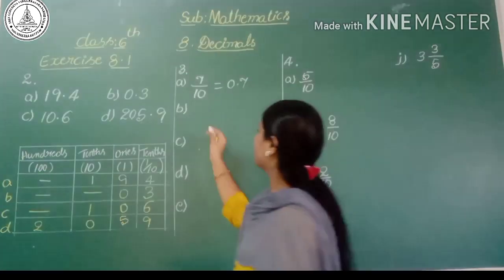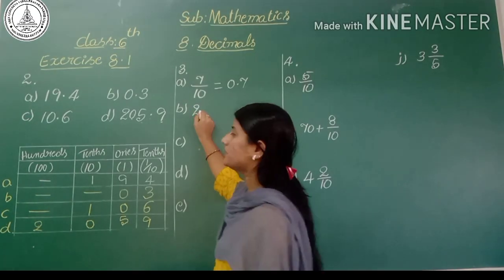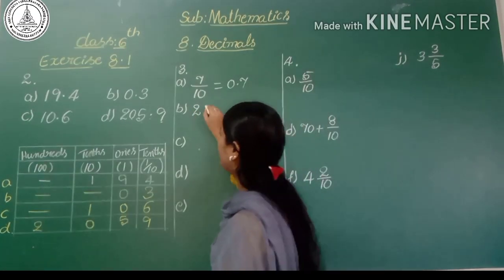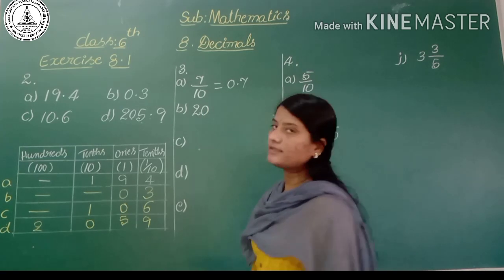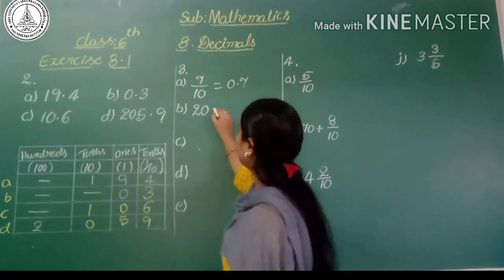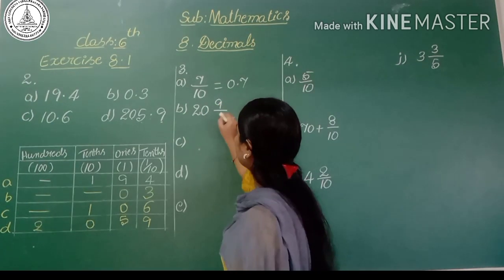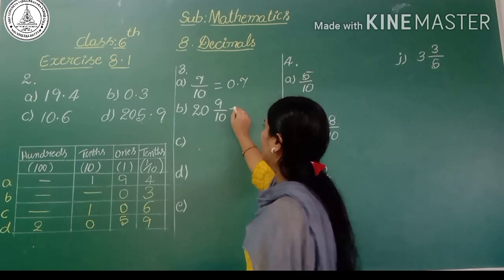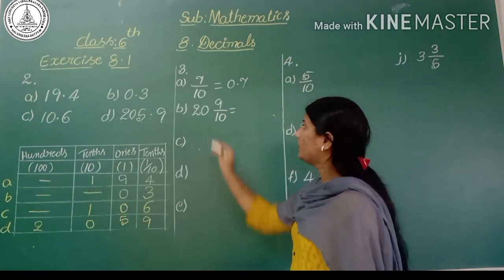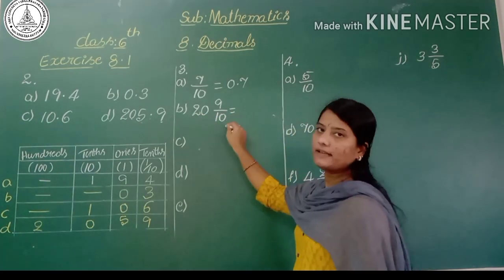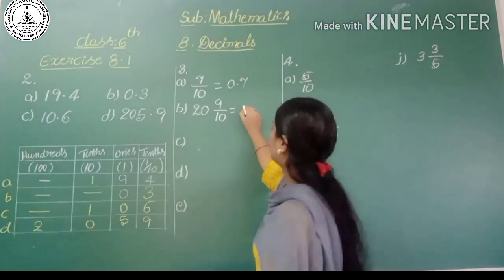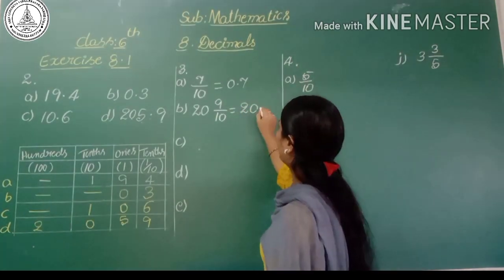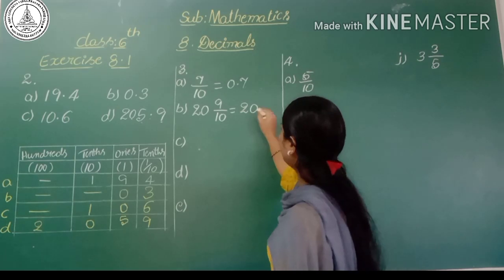The next, B question: 2 tens and 9 tenths. So 2 tens is 20. Then 9 tenths means 9 by 10, right? So 20 whole 9 by 10. So how can we write it? 20 and 9 by 10 means 20.9.